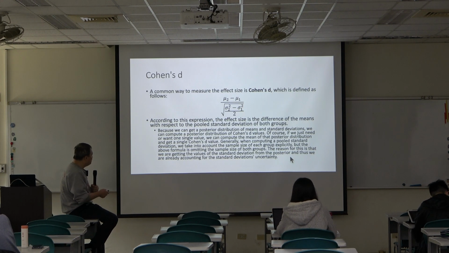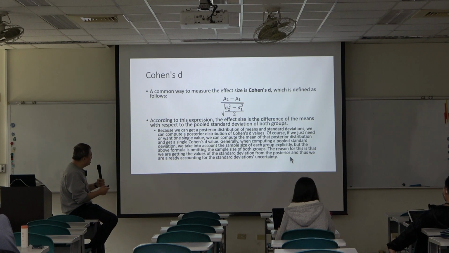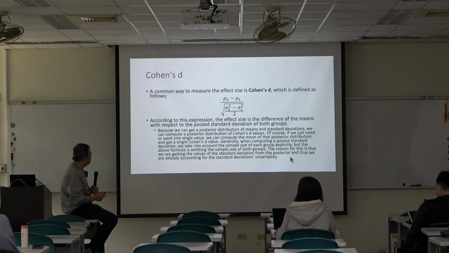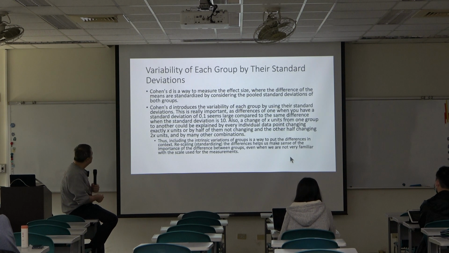We compute this pooled standard deviation and use that as the denominator in Cohen's D to normalize the difference of the mean. So Cohen's D is a way to measure effect size, where the difference of the mean is standardized by considering the pooled standard deviation of both groups. So I already explained.